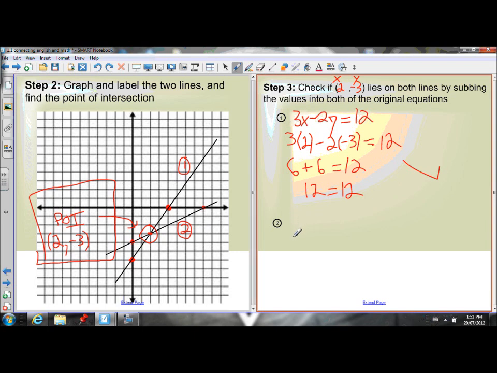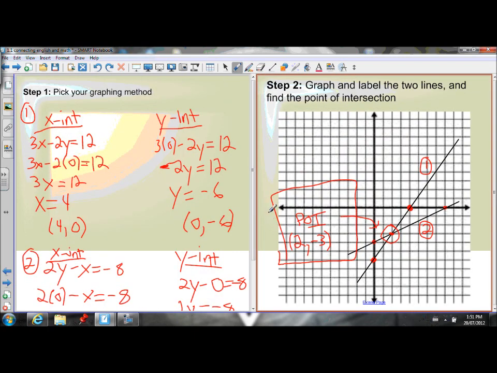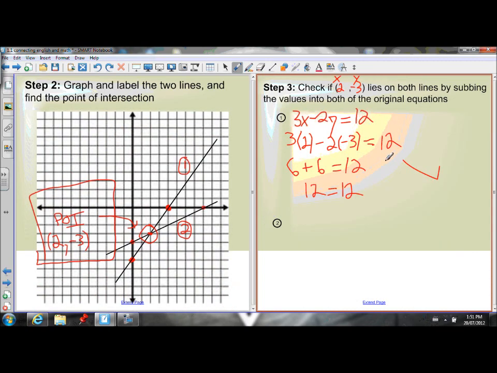Now let's make sure it's on the other line. That'll verify that that is the point of intersection of the 2 lines. The other line is 2y minus x equals negative 8. So we'll plug in negative 3 for y. So just replace the y with a negative 3, put it in brackets, okay, so you remember to do the multiplication, and you don't accidentally just subtract those two, okay.